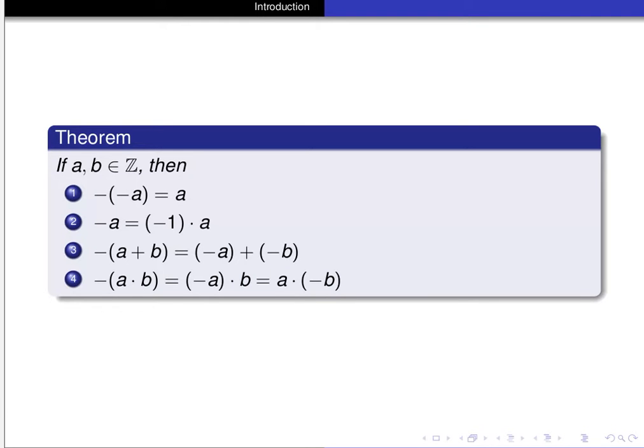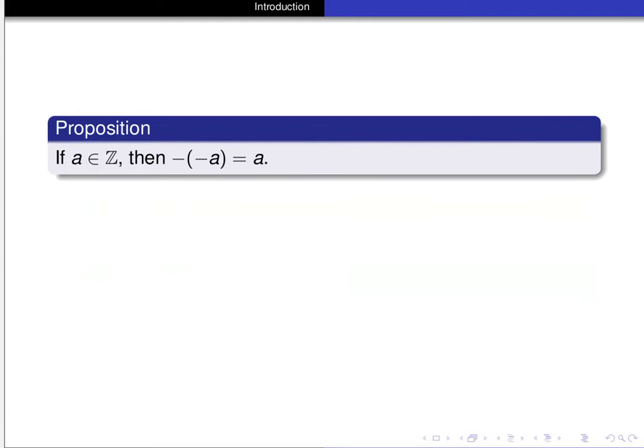So we're really going to prove 4 different propositions. The first being that the additive inverse of the additive inverse of a is equal to a for any integer a. The second being that if a is an integer, the additive inverse of a is obtained by multiplying a by negative 1. The third, if a and b are integers, then the additive inverse of the sum is the sum of the additive inverses. And the fourth, if a and b are integers, then the additive inverse of the product a times b is the additive inverse of a times b, or a times the additive inverse of b.